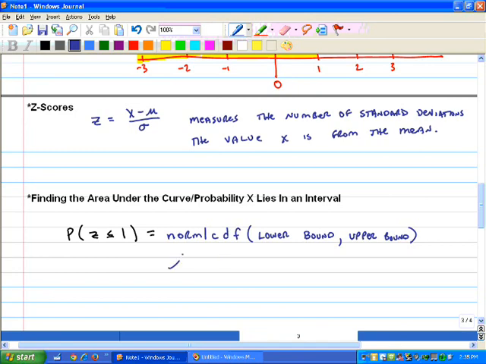To get to the normal CDF on the calculator, you're going to hit the second button, then the vars to get the distributions to come up. Normal CDF is number 2. Scroll down and highlight. There should be an A here.